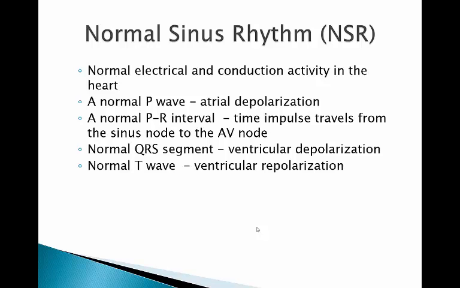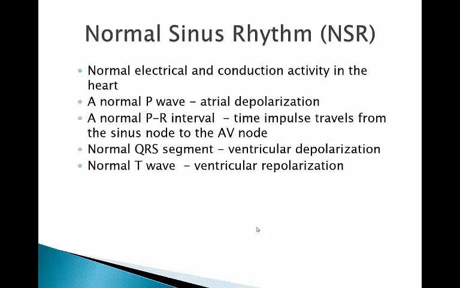You may know someone who lives with atrial fibrillation or atrial flutter. It's perfectly fine, provided that their ventricular rate is under control. And that's when we use things like beta blockers and calcium channel blockers and sometimes digoxin in order to control the ventricular heart rate, because the ventricular heart rate has to do with cardiac output.